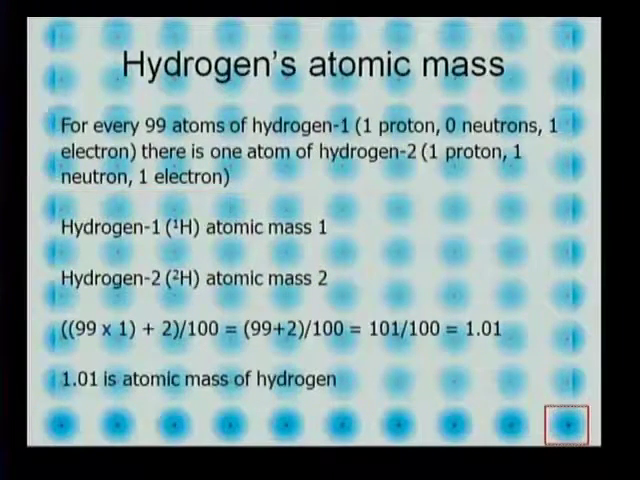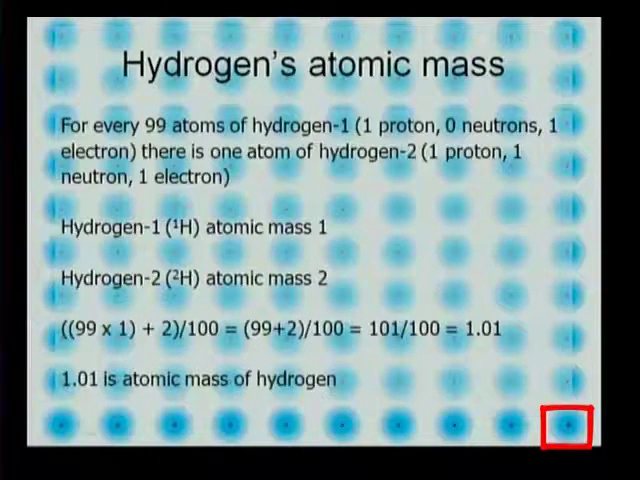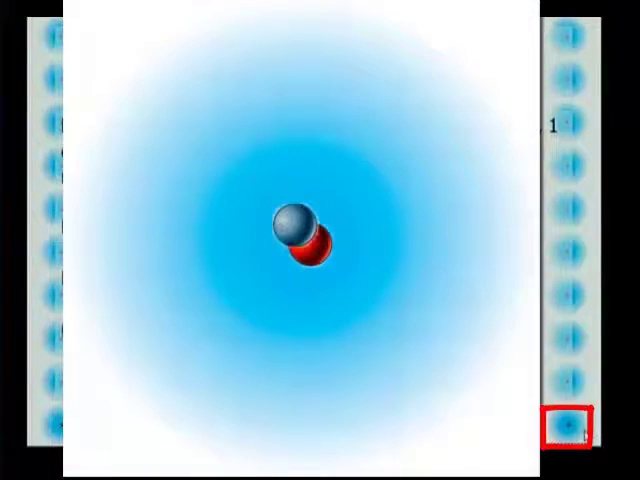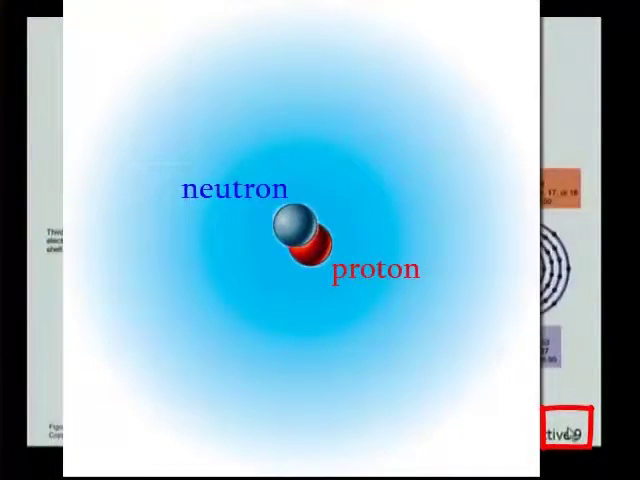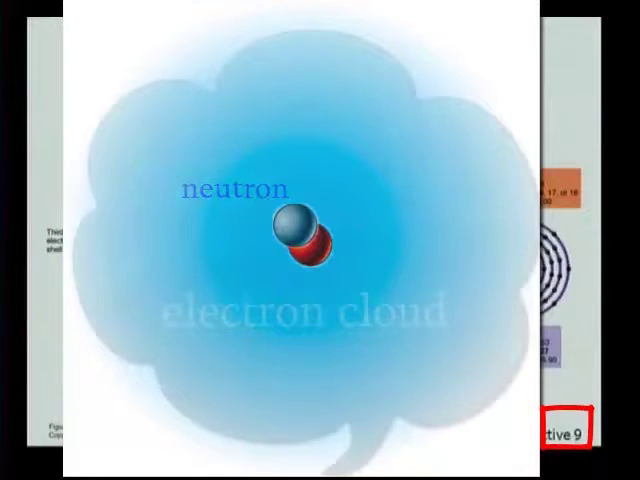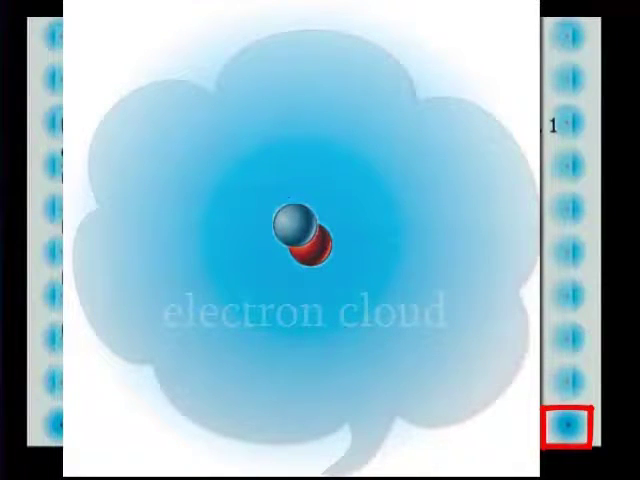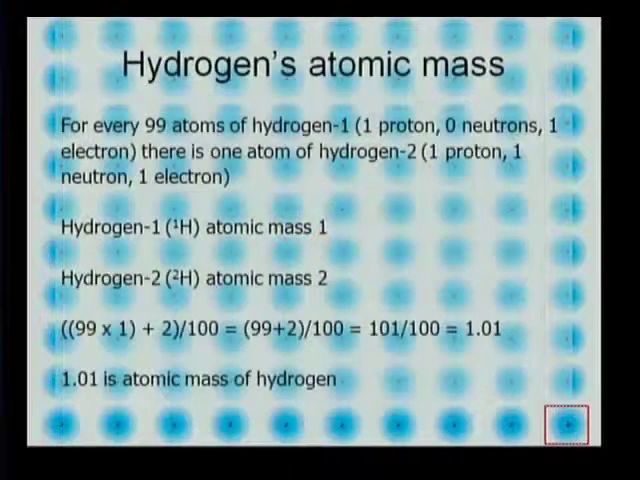Because it has one proton and one electron, it's still hydrogen. It's still the chemical element hydrogen. It's still an atom of hydrogen. But because it has a neutron, it has extra mass. That's shown down here in the lower right-hand corner. So if you look carefully, you'll see that this hydrogen atom has one proton shown as a red sphere, one neutron shown as a blue sphere, and an electron shown as a cloud surrounding it.